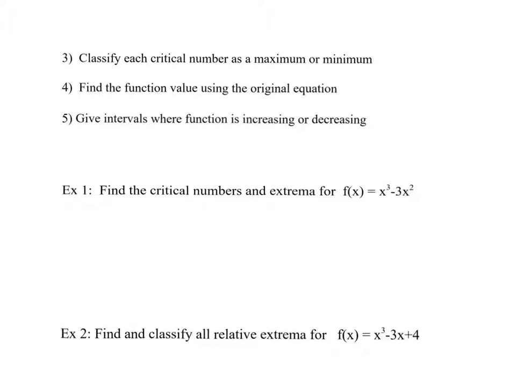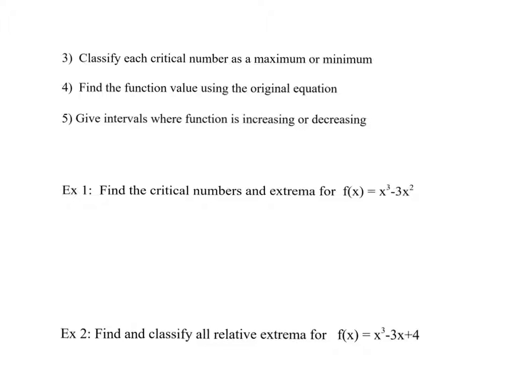After we decide if the critical number is a minimum or a maximum point, we will want to find the function value. Now, of course, to find a function value, we have to go back and use our original equation. So then we'll have an ordered pair. Go to the next step, and again, use your sign analysis chart to tell the intervals where the function is increasing or decreasing.